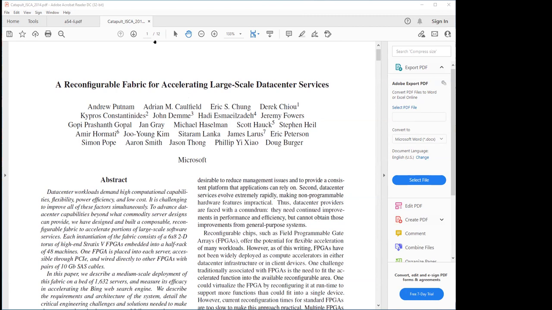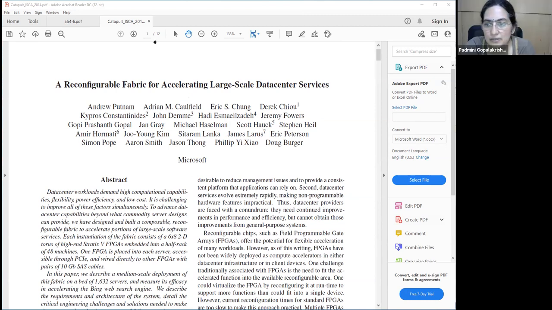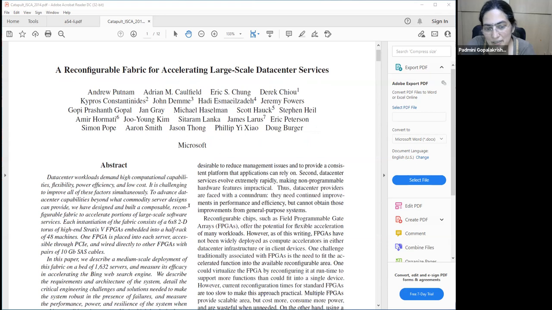It's a good point. So I'm going to go through this by largely looking at some of the figures in this paper and talking through it. What's very interesting about this paper is that it's called Project Catapult, and what I have picked up here is the very first paper, which was published at ISCA in 2014.